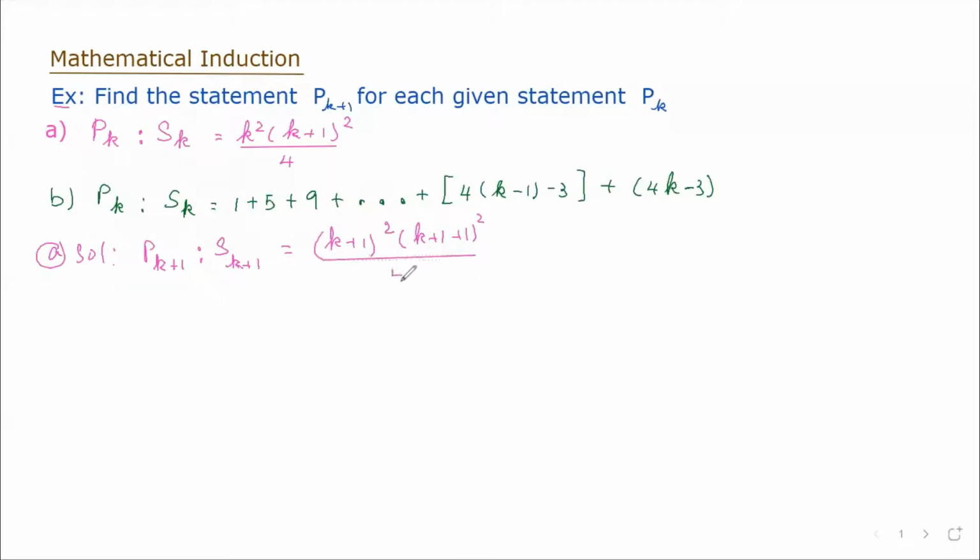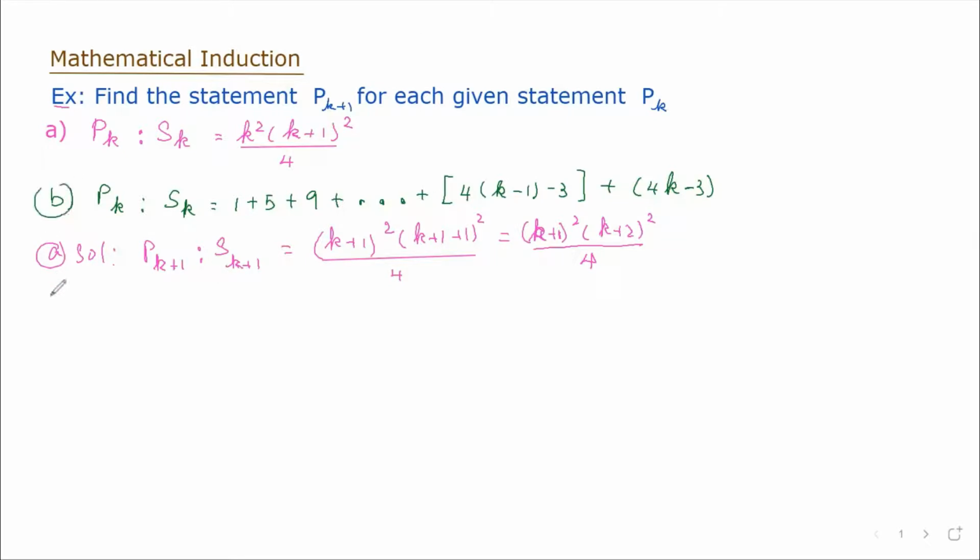Then you just simplify this one. It becomes k plus 1, the whole thing power 2, times k plus 2, the whole thing power 2, over 4. You can leave it this way or you can expand, depending on the question. But in this case, we leave it this way first. That's all you need to do for the first one. So now we do question B.